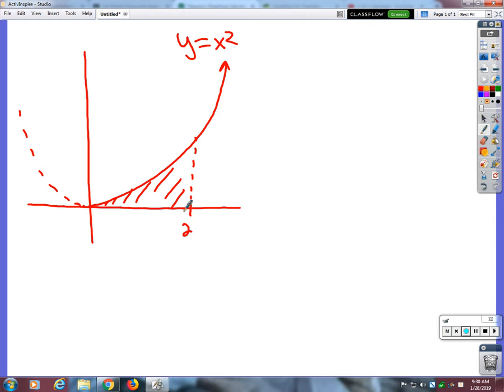I know that the bottom is 2. That is true, yes. Okay, what's the height? We know it. It's 4. New Shaden, why? Because 2 squared is 4, okay? So you know that the height is 4. Base times height would give us the area of this entire rectangle.